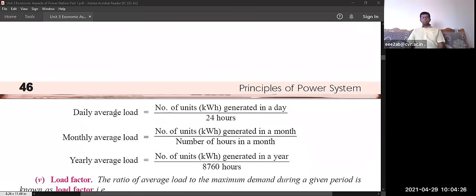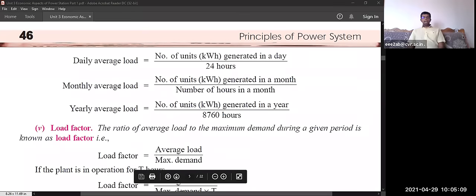Simply like that. Daily average load is equal to the number of units generated in a particular day divided by 24 hours. That is, units in kilowatt hour or megawatt hour generated in a day divided by 24 hours. Generally energy we mention in kilowatt hours. Okay, so monthly average load is the number of units, that is kilowatt hours, generated in a month divided by the number of hours in a month. So 24 into 30, that is the number of hours in a month.